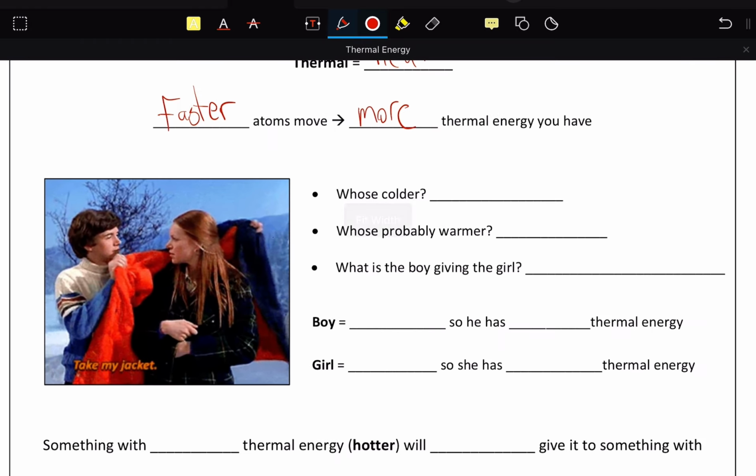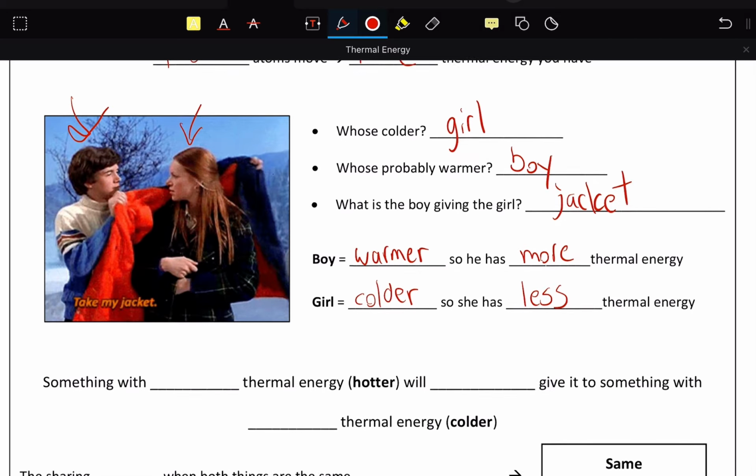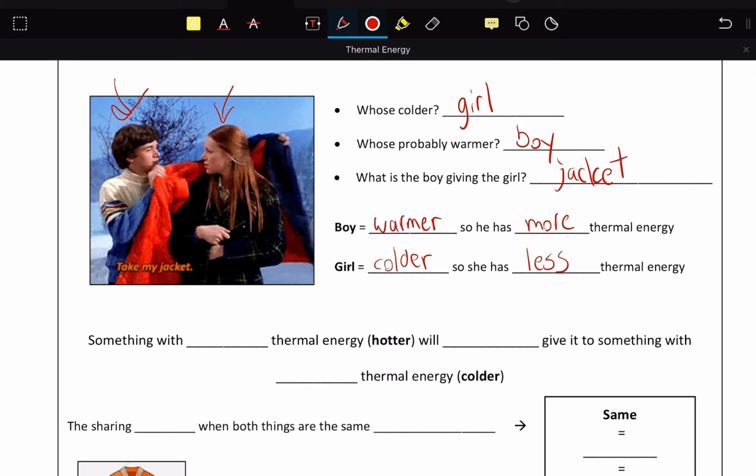Now if you look in this picture, you see a boy giving a girl his jacket. Since the boy's giving her his jacket, the girl's probably going to be colder, which means the boy is going to be warmer. So that's why he's giving her his jacket. Because the boy is warmer, he has more thermal energy, and the girl is colder, so she has less thermal energy. And that's because he's giving her the jacket.